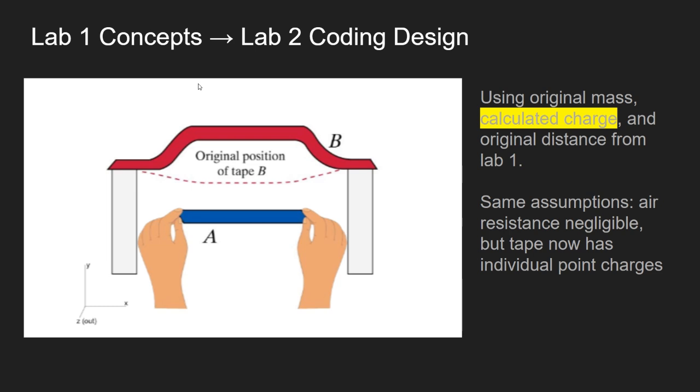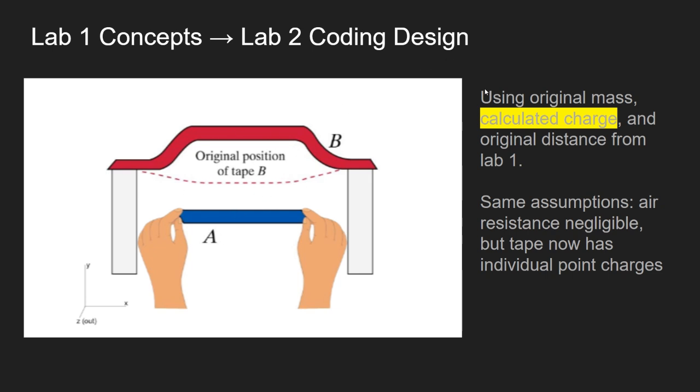Just to reiterate what we did in Lab 1, we had two tapes, tape A and tape B, and we put them on top of a surface tape, and then we ripped them off of the surface tape in order to put a positive charge on both tapes. Then we bridge tape B like this, and when we move tape A towards it, it repels because they both contain a positive charge.